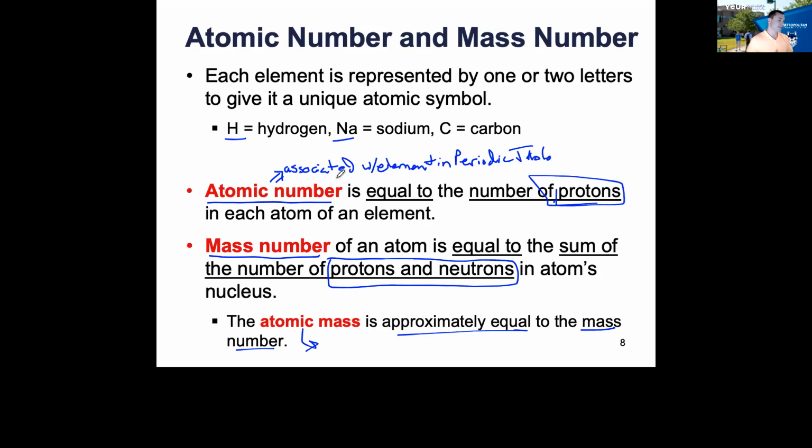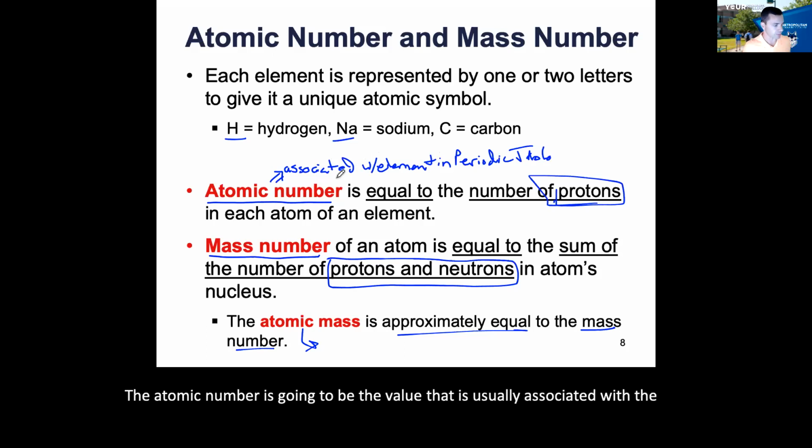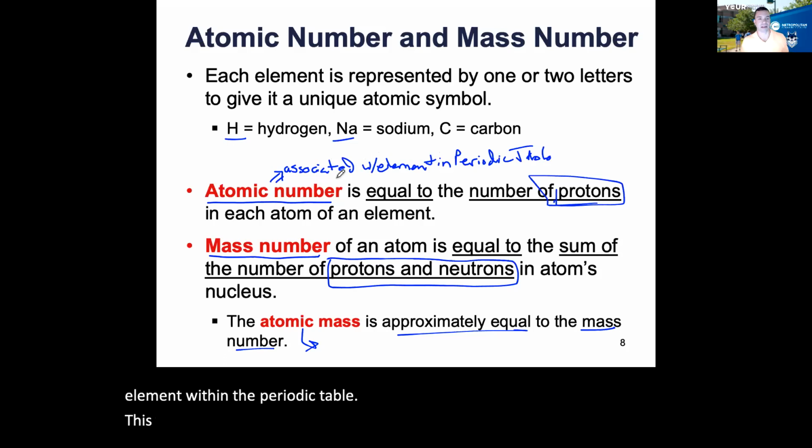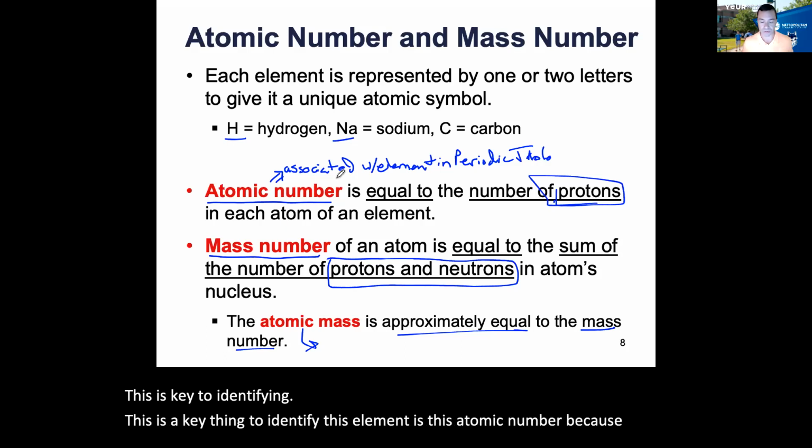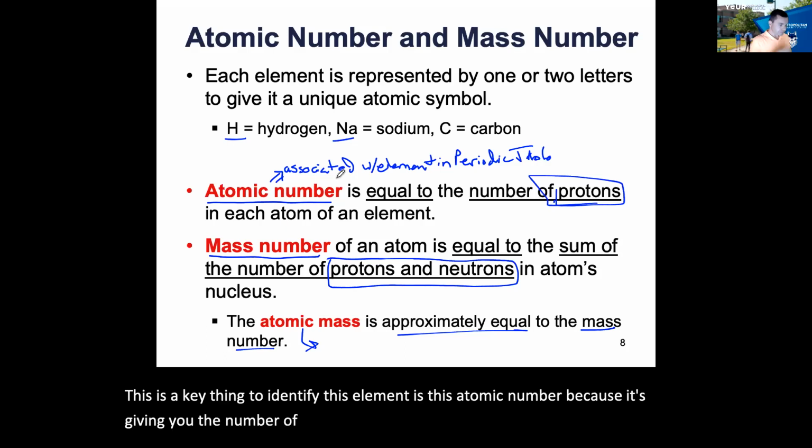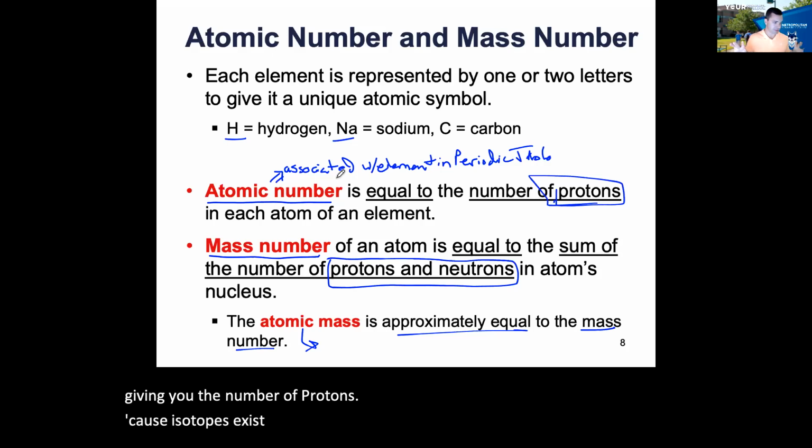The atomic number is going to be the value that is usually associated with the element within the periodic table. Okay. This is a key thing to identify the element, this atomic number, because it's giving you the number of protons, okay? Because isotopes exist. An isotope is the same element, just a slightly different number of neutrons, okay?